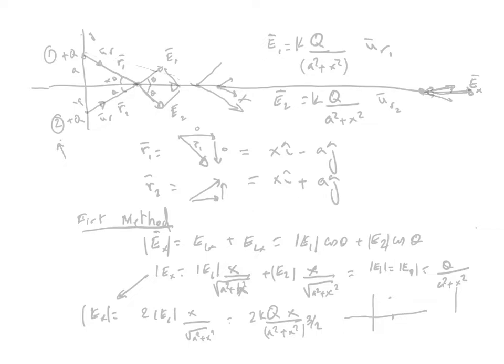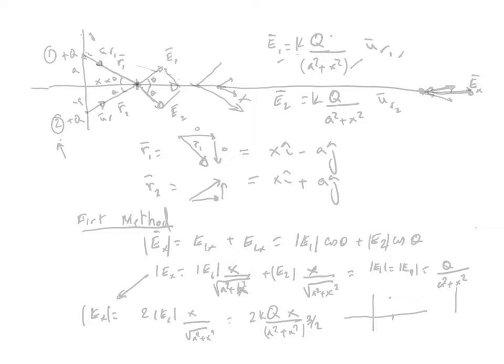So the electrical field due to 1 is KQ divided by the distance squared. The distance squared is clear: if I am at a position that is a distance x from the origin, the distance squared that separates the charge from the point is, by the Pythagorean theorem, a squared plus x squared. The vector E1 has a unit vector u sub R1, that is this one, okay? And R1 is this vector.